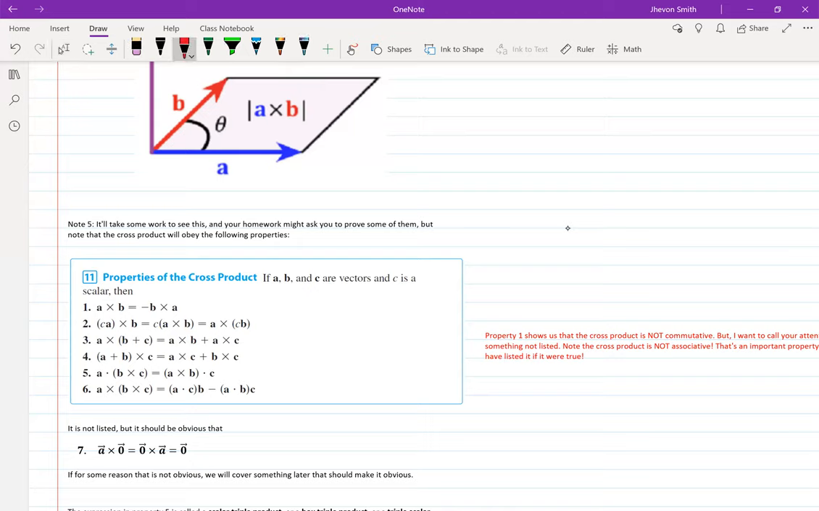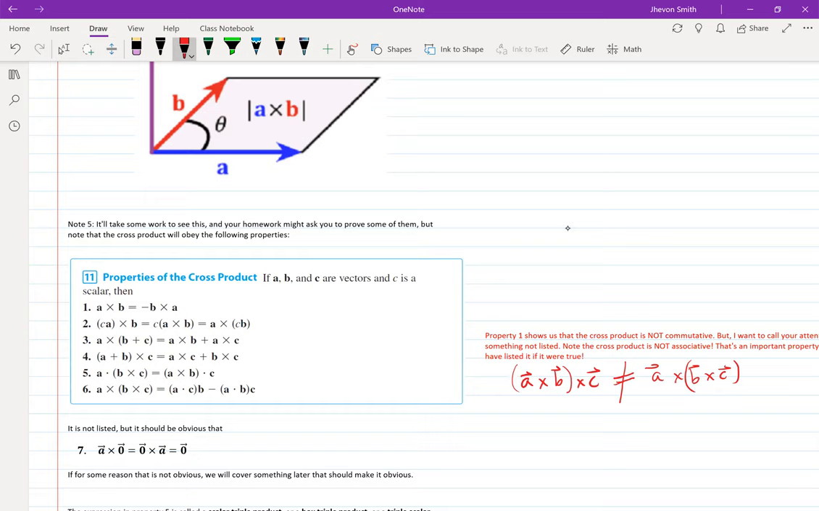In other words, if you're talking about A cross B cross C, and you think, okay, if I cross product these two and then cross product the result with C, is that going to be the same as if I cross product the B and the C first and then cross product that result with A? It turns out that no, that is not true. So another thing that's important with the cross product is that it's not associative.